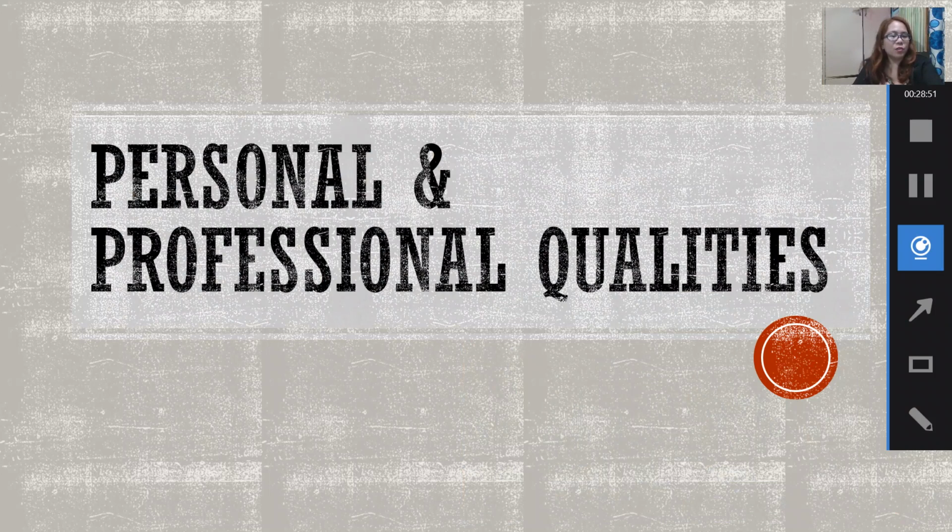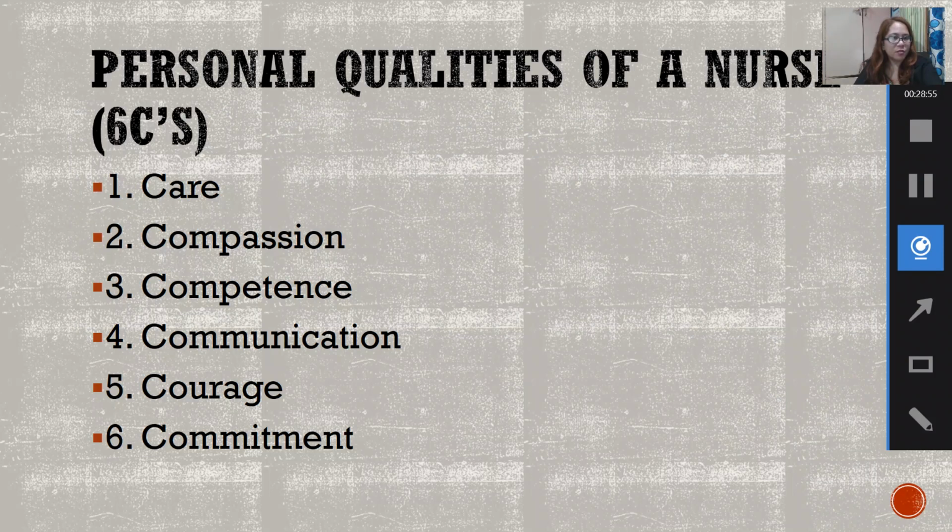Now, let's move on to personal and professional qualities of a nurse. Okay. Personal qualities of a nurse. Meron tayong tinatawag na 6 C's. This includes care, compassion, competence, communication, courage, and commitment.